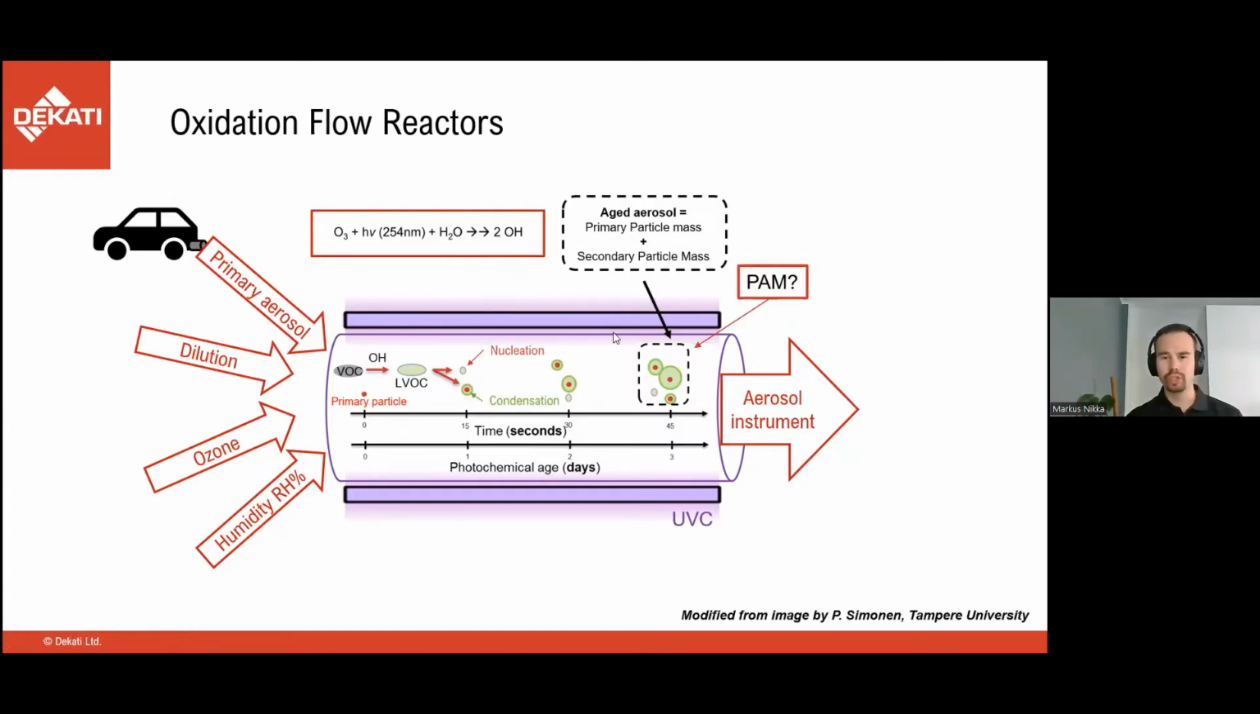We have one question in the chat box. In general terms, you are speaking about emission sources. Does this mean that the DOFR is designed just for high concentration emissions, or it could be used for environmental PAM measurements?